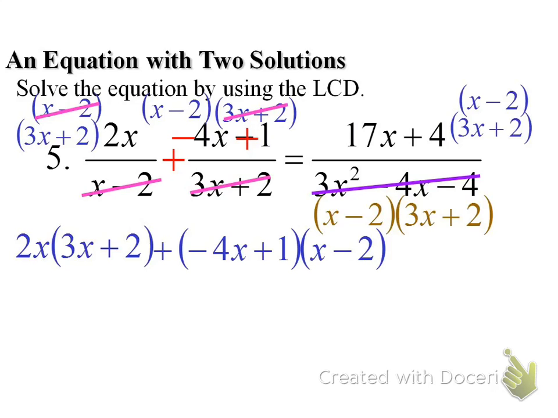Here you're going to have to double distribute. Again, if you took care of that negative sign up front, it'll make things a little easier here. If not, you can deal with it. It'll just be a little more complicated sign-wise. This is going to equal 17x plus 4.